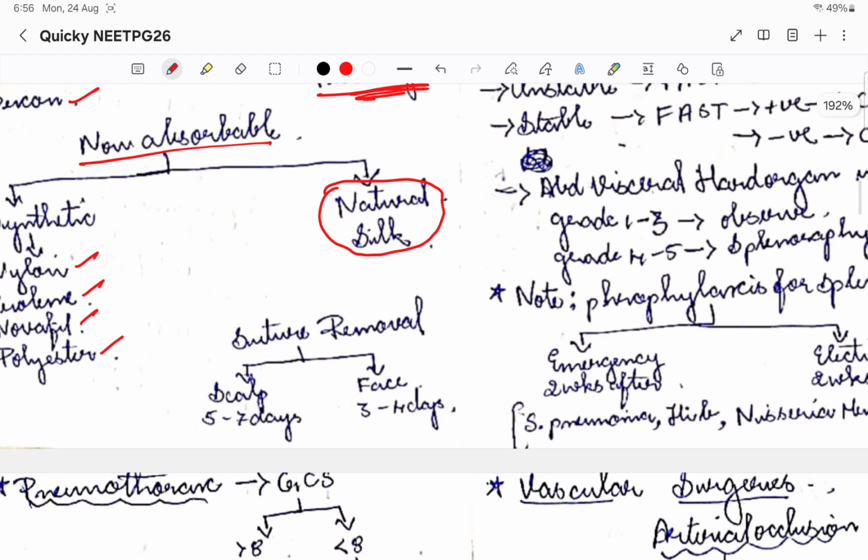Then coming to suture removal, for scalp it is going to be 5 to 7 days. See, for each region it is different. This is a question that I saw in a question bank, so please be aware of this. For scalp it is going to be 5 to 7 days, whereas for face suture removal it is going to be 3 to 4 days.